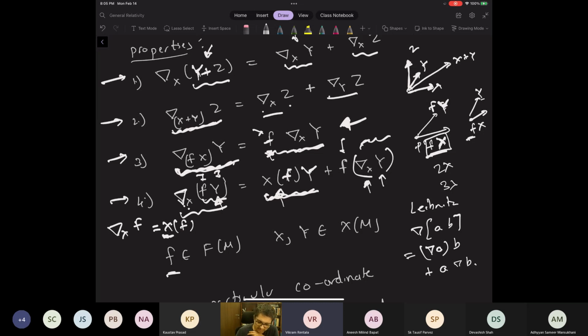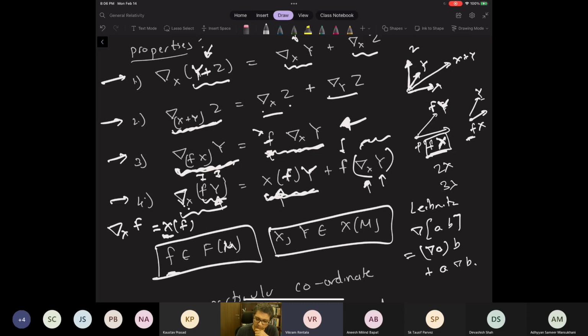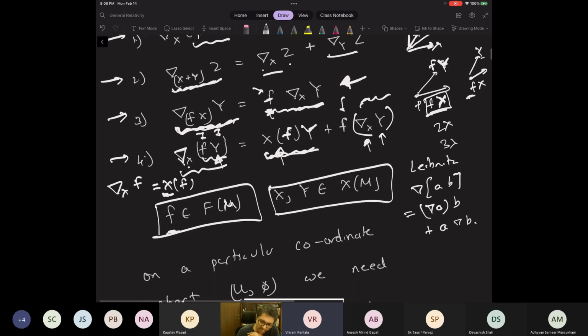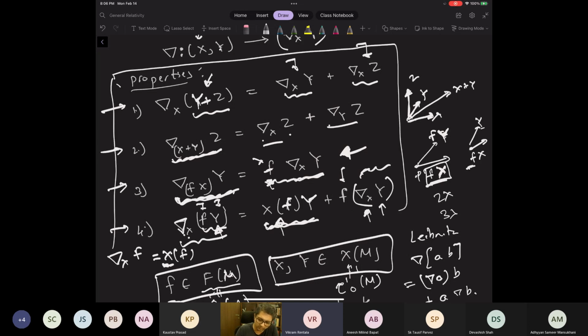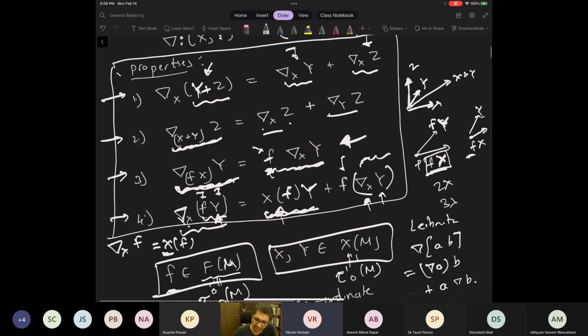Here these functions f belong to the smooth functions on the manifold, F of M, and x and y are smooth vector fields on the manifold. Smooth scalar fields can be denoted as tensors of type (0,0), and smooth vector fields are tensors of type (1,0). So if we just look at these rules, we'll be able to construct exactly the same notion of a derivative operator that we did heuristically in the beginning of this lecture.